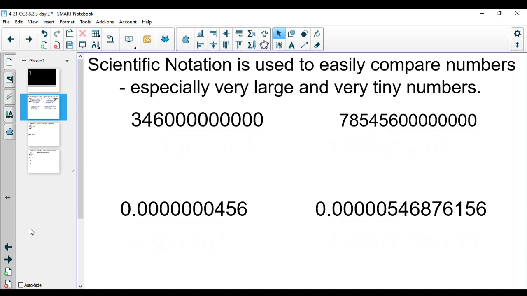So to begin with, we're going to review what the point is of scientific notation. Basically, we're using scientific notation to be able to write easily and compare easily really large and tiny numbers.